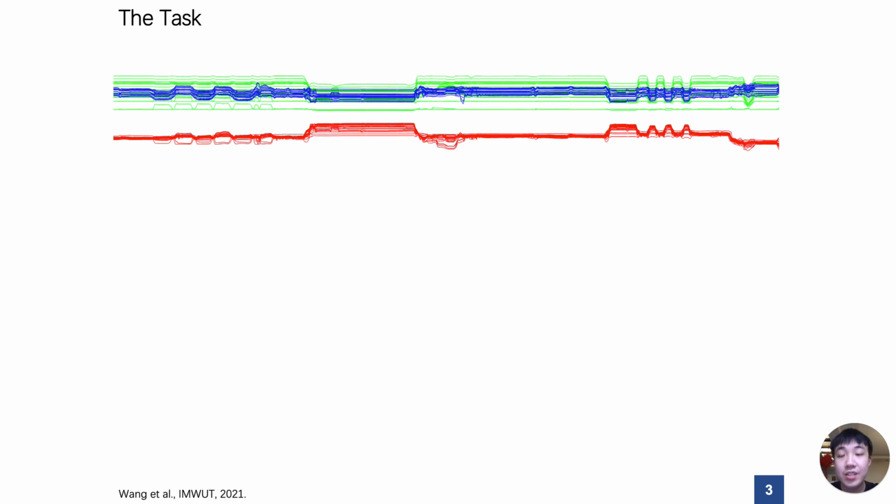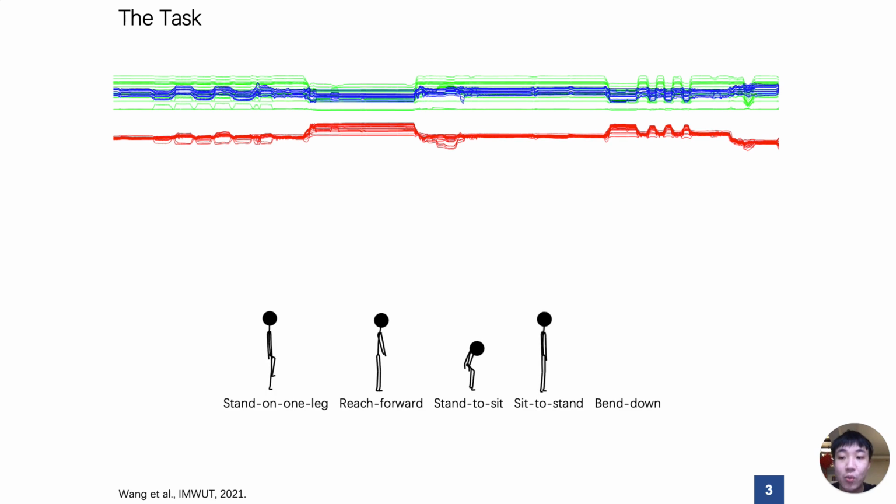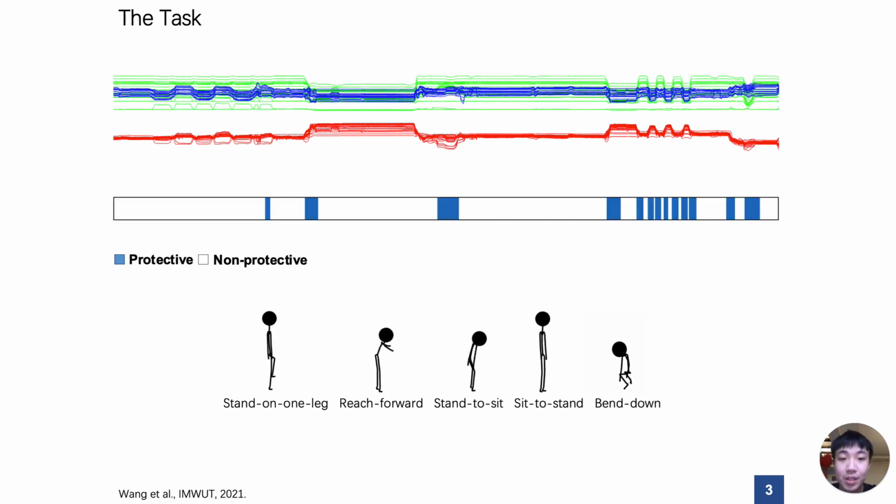Here is a complete data stream of a patient performing a series of activities, like stand on one leg and stand to sit. And this is the majority voted ground truth for the protective behavior. The task is to detect the presence of protective behavior in this continuous data.